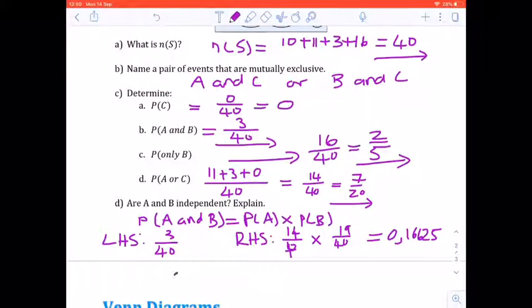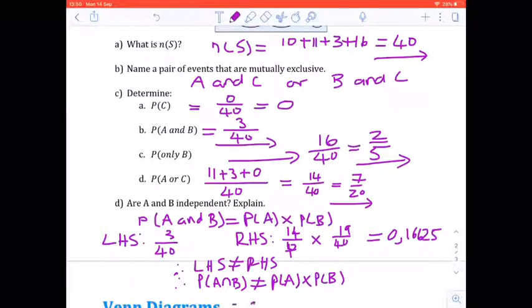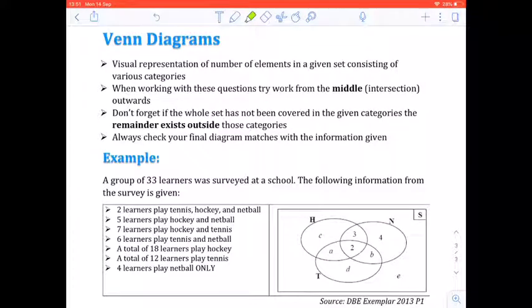So that means, therefore, the left-hand side is not equal to the right-hand side, which means that the probability of A and B is not equal to the probability of A times the probability of B, which then means, therefore, that events A and B are not independent.